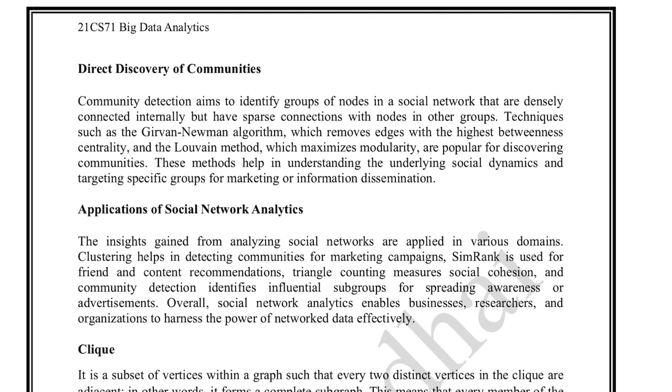Next is direct discovery of communities. Direct discovery of communities is mainly used to identify groups of nodes in a social network that are densely connected internally but have sparse connections outside. Okay, techniques such as the Girvan-Newman algorithm, which removes the edges with the highest betweenness centrality, and modularity maximization are often used for discovering communities. So two algorithms are there: first is the Girvan-Newman algorithm, and next is the Louvain method. These two methods are mainly used to remove edges with high betweenness and also used for discovering communities. Okay, so this was all about direct discovery.